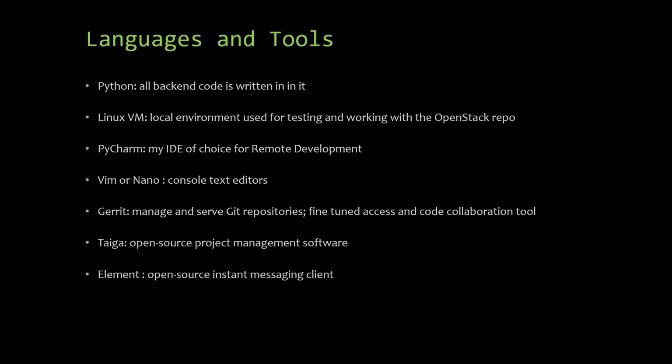Gerrit is used to manage and serve Git repositories, and it is an excellent code collaboration tool. Taiga is an open source project management software where all the tasks are logged, and we were picking up new tasks every week from there. Element is an instant messaging client that we used at the very beginning only. After the initial couple of meetings, we started using Google Chat and Google Meet, although I was present every Thursday at the Manila meeting on Element.